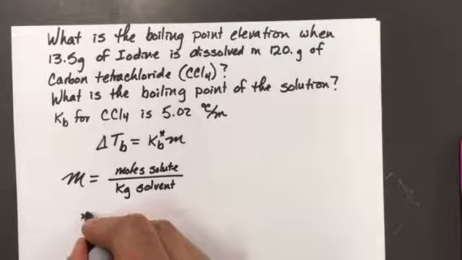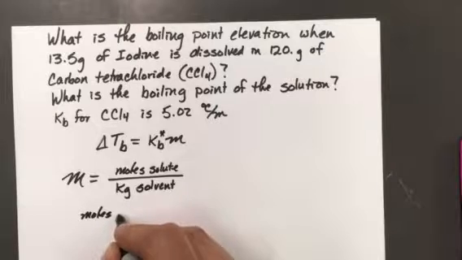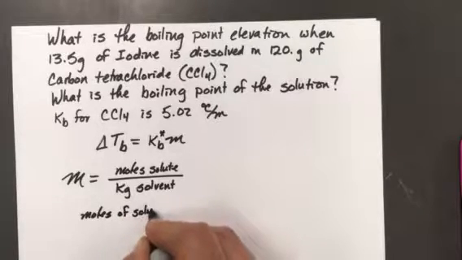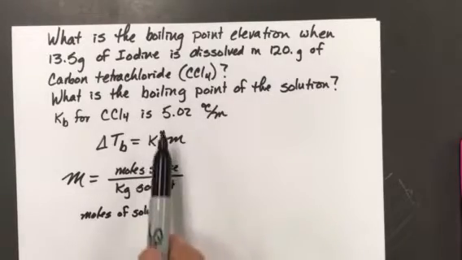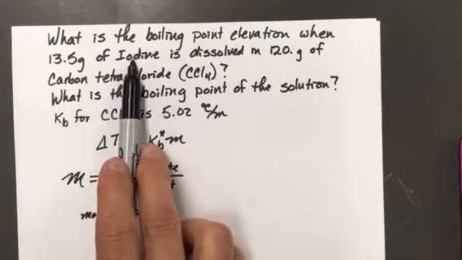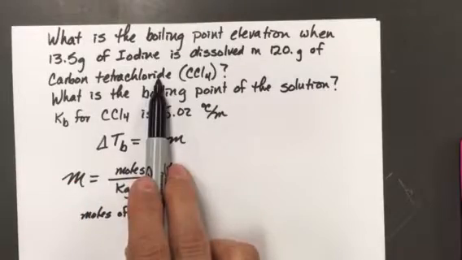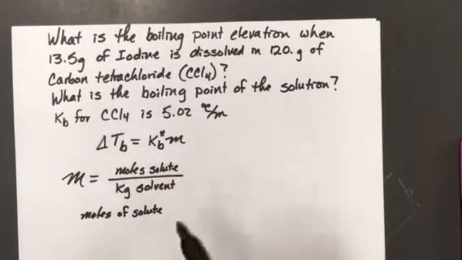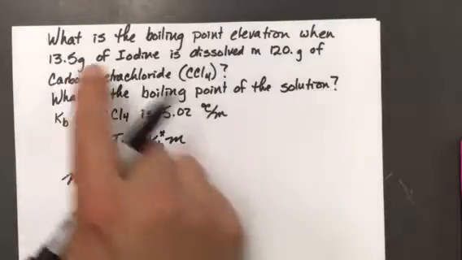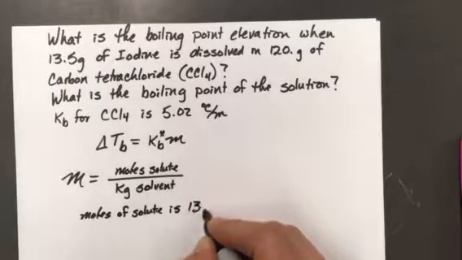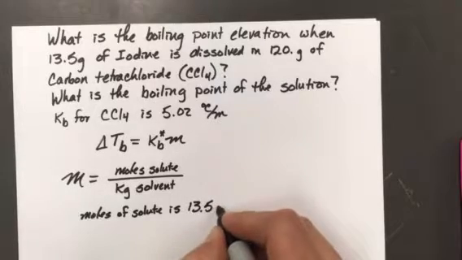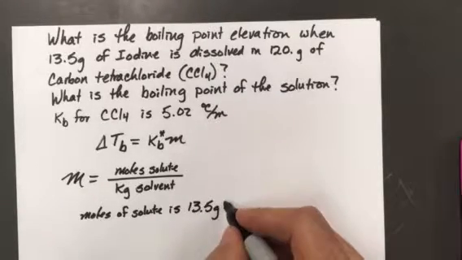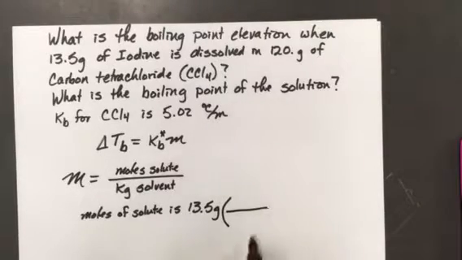So moles of solute. The solute is going to be what gets dissolved, so we can see iodine is dissolved in the carbon tetrachloride. So this is the solute, and it's 13.5 grams. So we need to convert this into moles. We'll just do our handy conversion here. And we need the molar mass for this. This is another skill that you would need already to be able to do this problem.